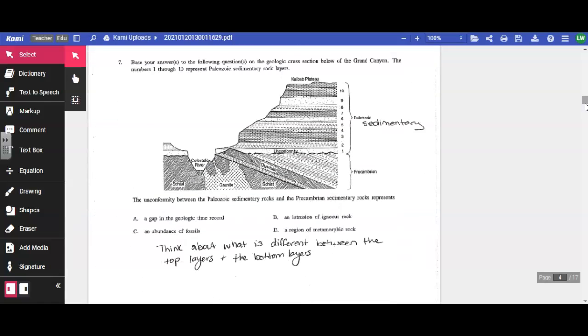Number 7. Base your answer to the following questions on this geologic cross-section below of the Grand Canyon. The numbers 1 through 10 represent Paleozoic sedimentary rock layers. The unconformity between the Paleozoic sedimentary rocks and the Precambrian sedimentary rocks represents what? A gap in the geologic time record, an intrusion of igneous rock, abundance of fossils, or a region of metamorphic rock. I want you to think about what's different between the top layers and the bottom layers.